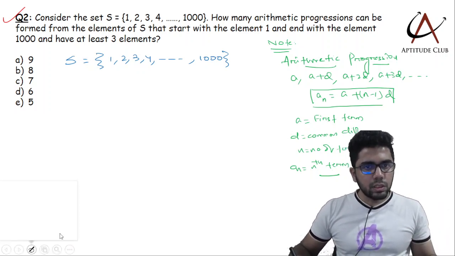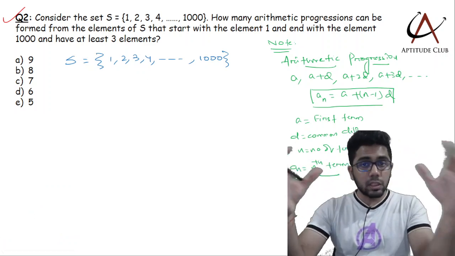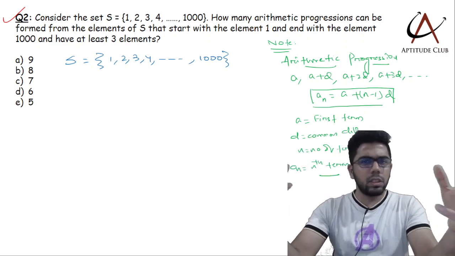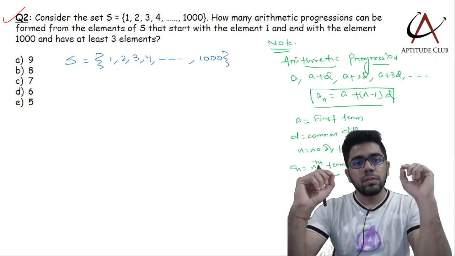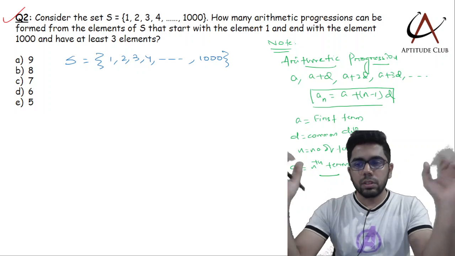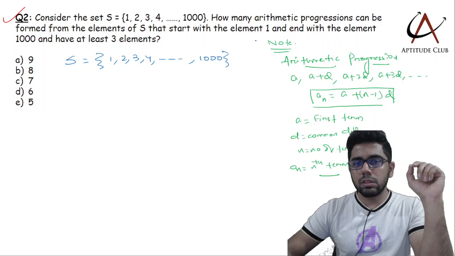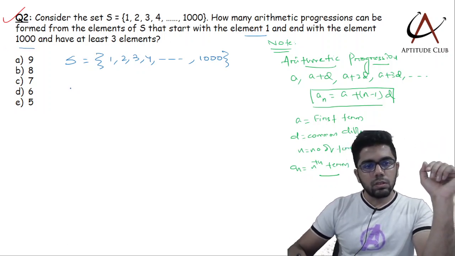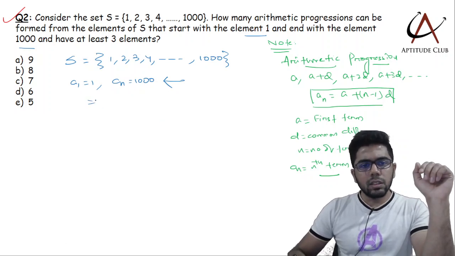Now the question says, how many arithmetic progressions can be found from the elements of S? Now S has 1000 elements. Out of these 1000 elements, I'll pick a few, maybe 2, maybe 3, maybe 10, maybe 20, but the condition is they should be in arithmetic progression. Along with that, there's a condition that the elements should start with 1 and end with element 1000. So that means the first term is 1 and the nth term is 1000. This is fixed. So let's open up this nth term.